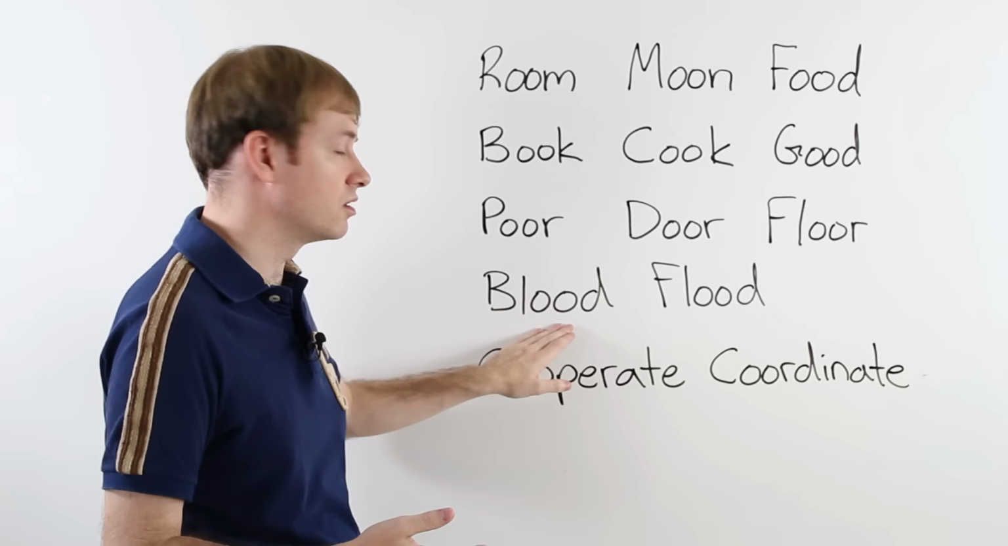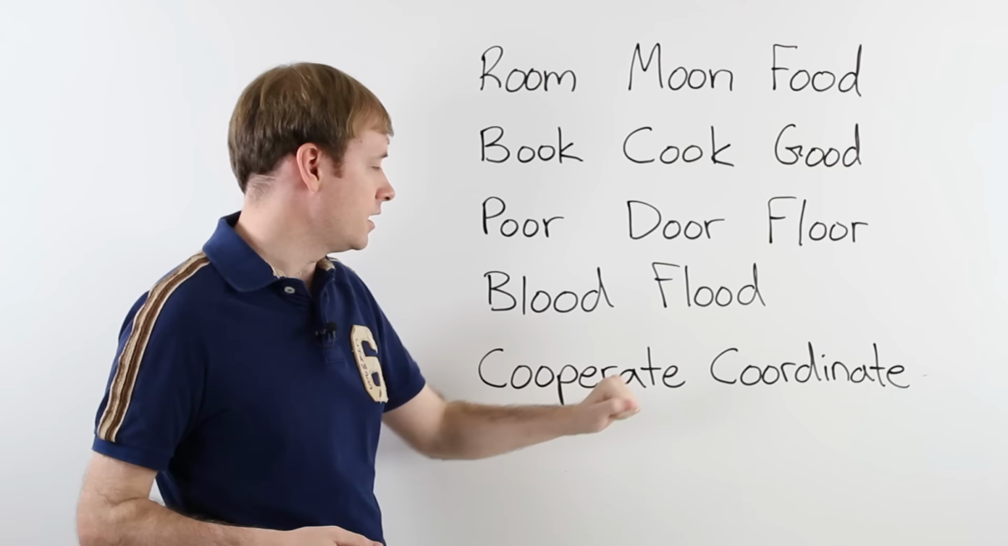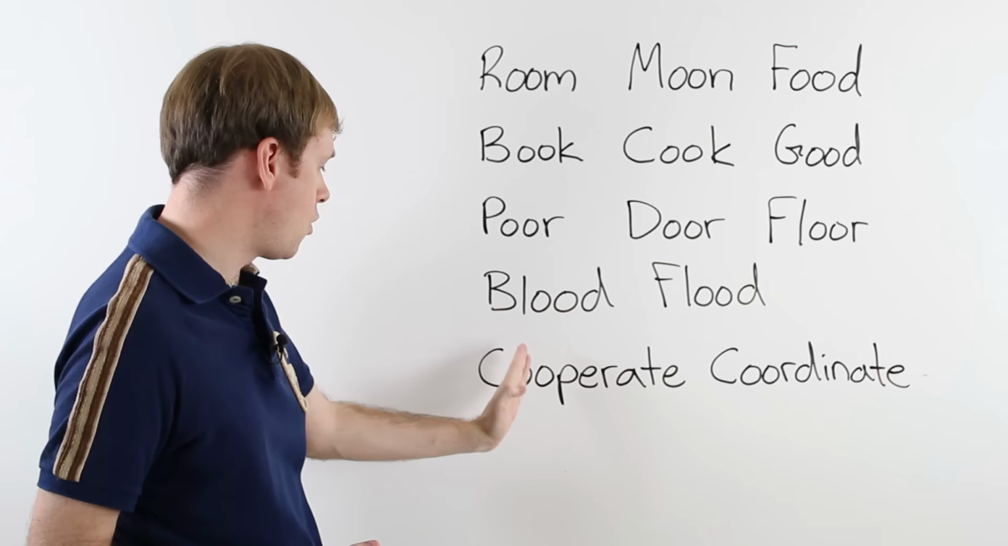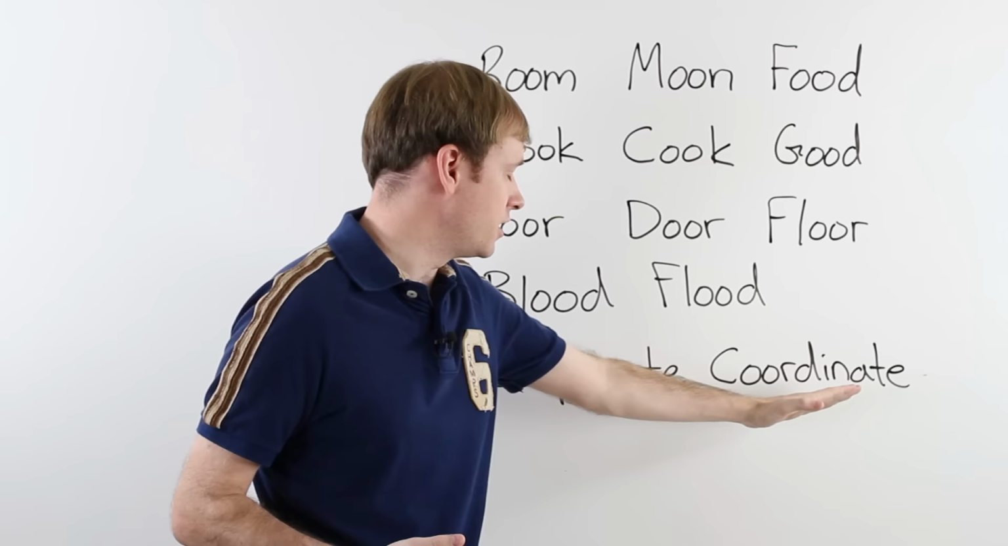Okay? And the last line, this says double O, but the double O, they are pronounced separately. They are not pronounced together. So this word is cooperate, coordinate. Okay, so this is a little bit strange.